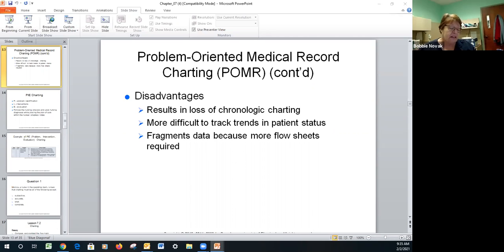It's one of those things that you're going to see on exams. You're going to see it in the NCLEX. Okay. What is the objective information, or what is the O information for this note type?